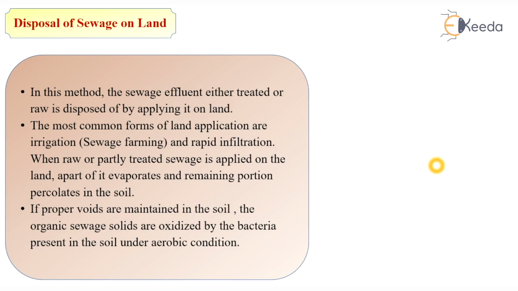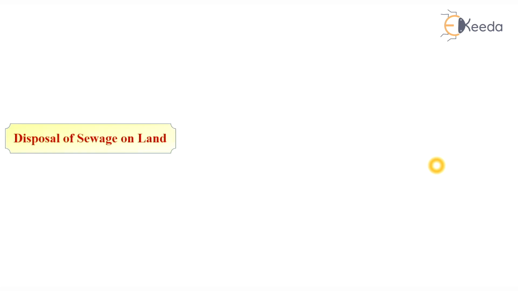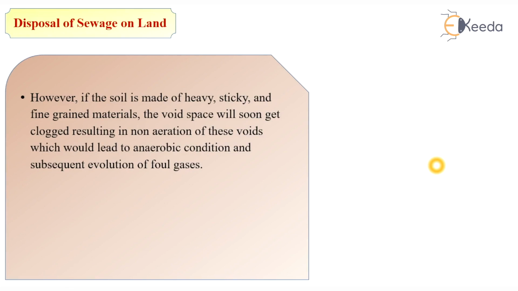So this is just like what happens in a trickling filter. So we can apply untreated or partly treated sewage either for the purpose of irrigation or by infiltration. However, if the soil is made of heavy, sticky and fine grained material, the void space will soon get clogged, resulting in non-aeration of these voids, which would lead to anaerobic conditions and subsequent evolution of foul gases.